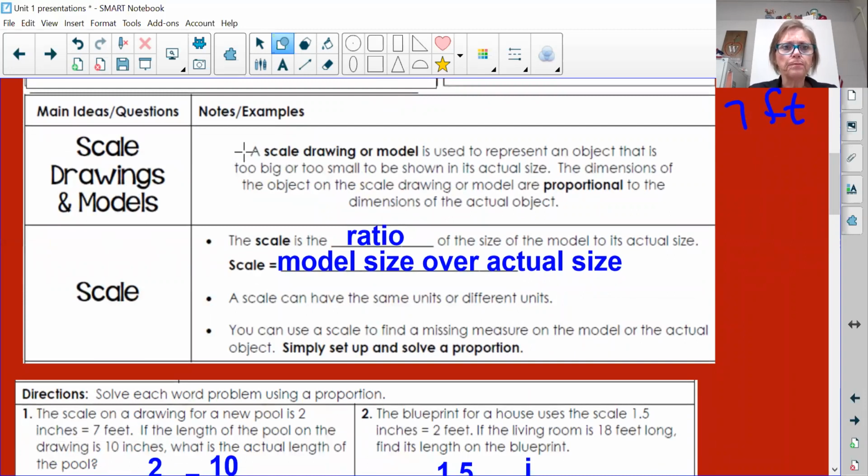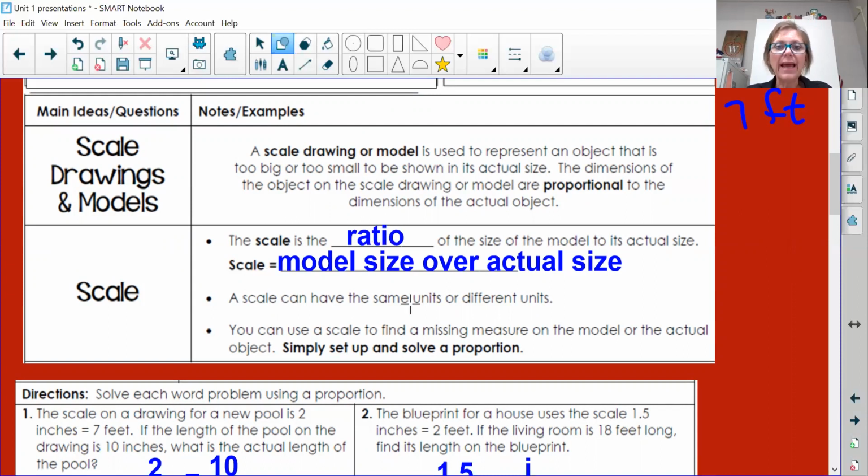Read with me. A scale drawing or model is used to represent an object that is too big or too small to be shown in its actual size. The dimensions of the object on the scale drawing or model are proportional to the dimensions of the actual size. The scale is the ratio of the size of the model to its actual size. So what does that mean? Scale is model size over actual size. In other words, the model's on the top, the actual size is on the bottom.